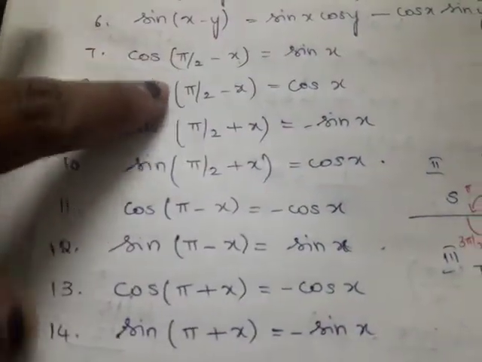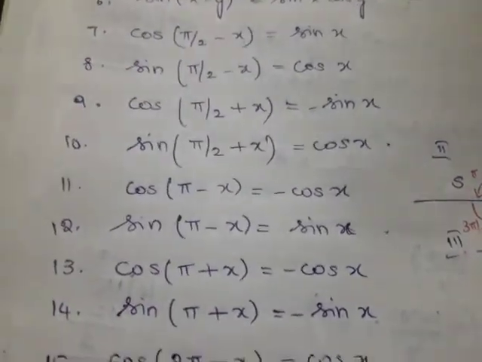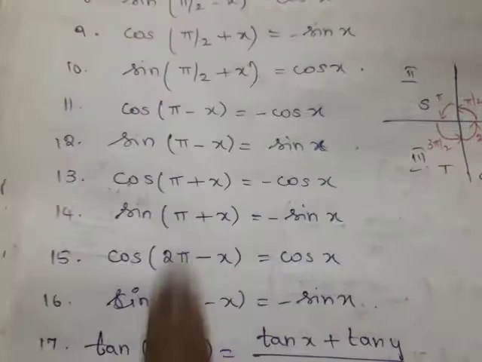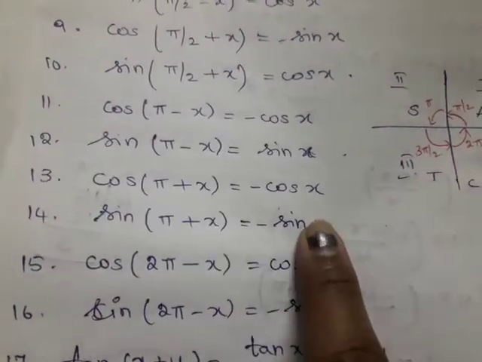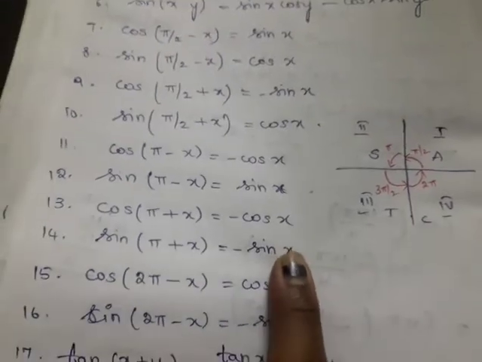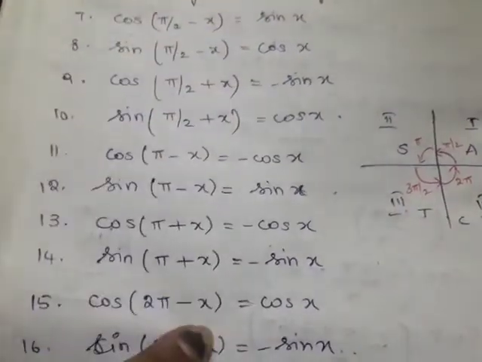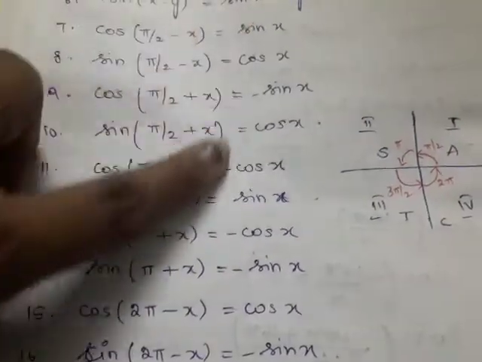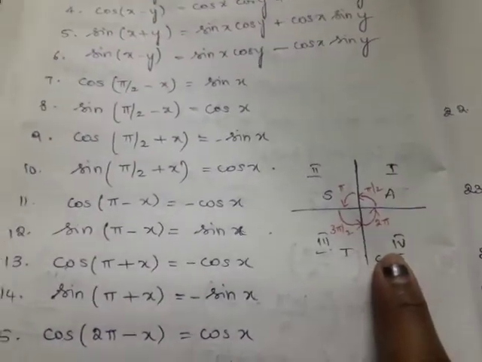When it comes to pi by 2, sine will become cos, cos will become sine. When it comes to pi and 2 pi, the same trigonometric ratio you should retain. Okay. And now I am talking about the sign. So how will you assign the sign of these functions? For that you can use this clue.